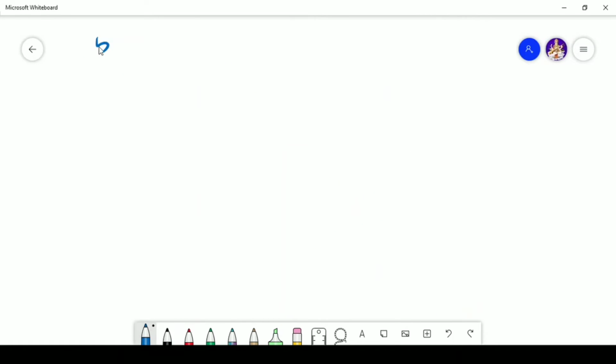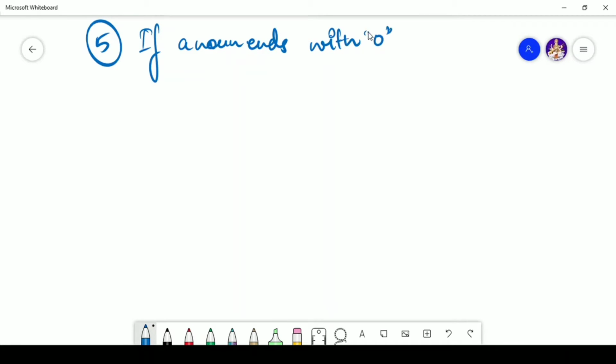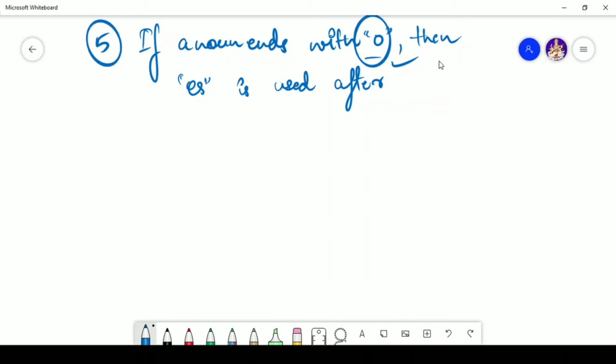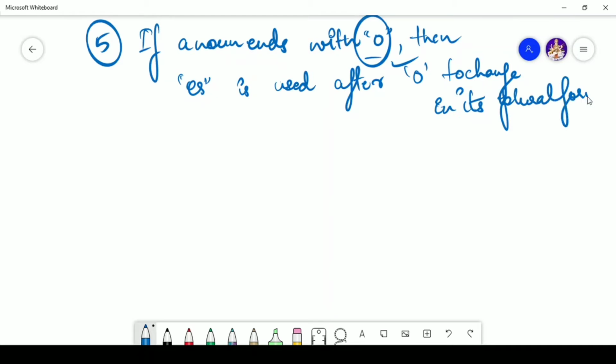Now let's talk about the fifth rule. What does the fifth rule say? The fifth rule says that if a noun ends with O, then es is used after O to change them into their plural form.